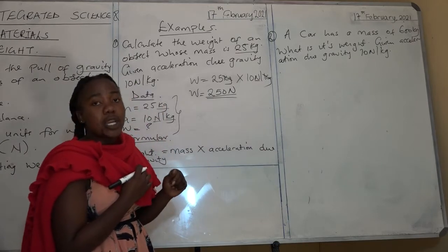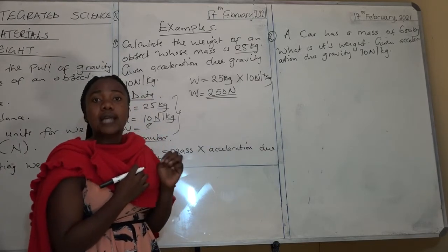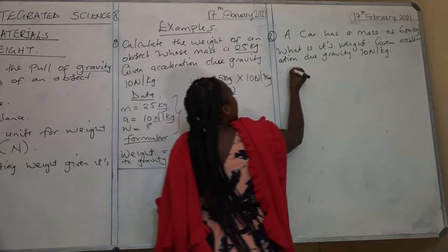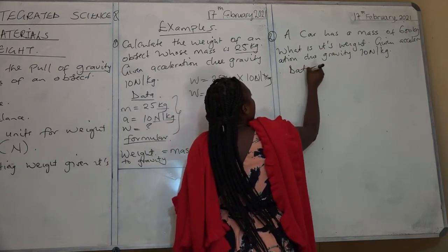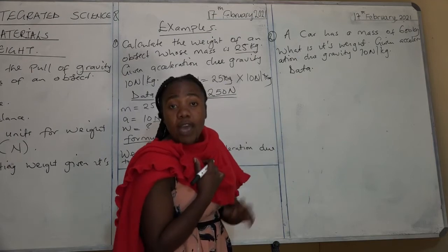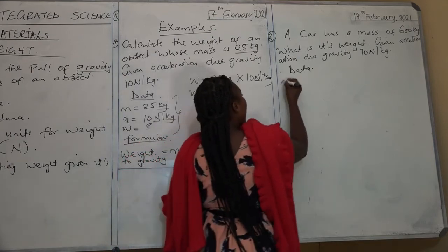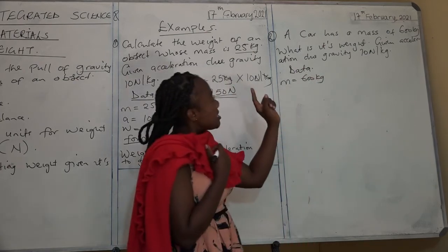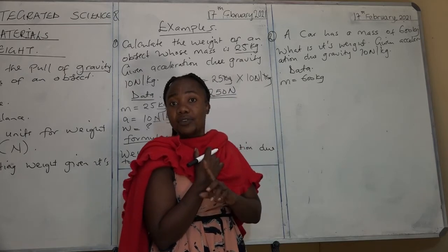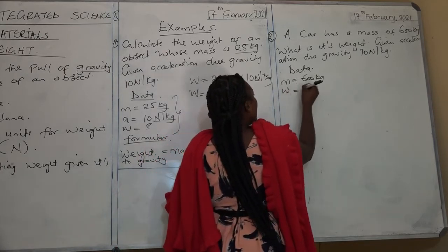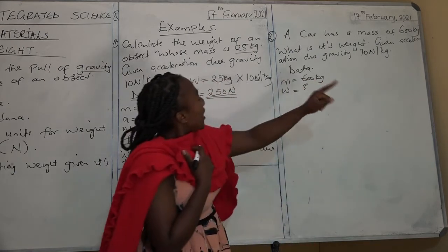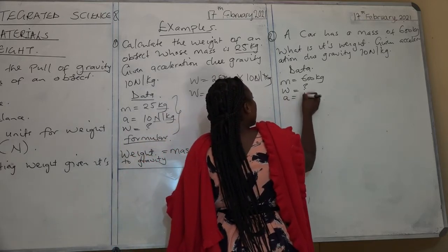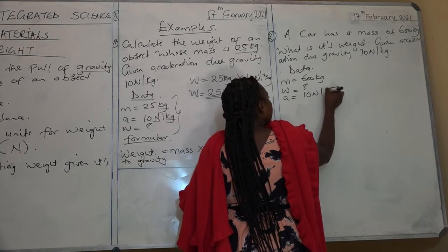You read the question. After reading the question, you collect the data, the information that has been given. So we'll write data here. A car has a mass of 600 kg, so our mass is equal to 600 kg. What is its weight? They're looking for the weight, so weight is equal to question mark. We don't know. Given acceleration due to gravity is equal to 10 newtons per kg.